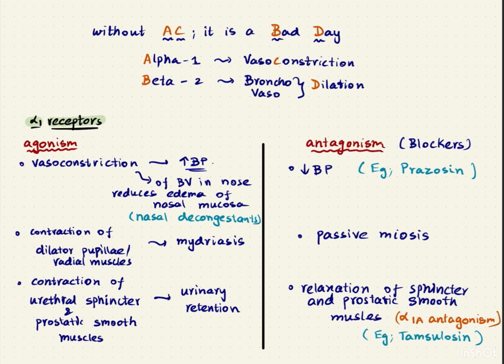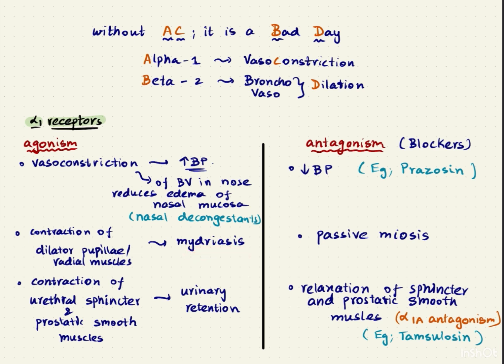What will happen if an antagonist acts on the alpha 1 receptor? Alpha 1 antagonism produces exactly the opposite effects of alpha 1 agonism. Right? It will lead to a decrease in BP because of absence of vasoconstriction, and this property is being used by prazosin, terazosin and other drugs which are alpha 1 blockers. And blockage of alpha 1 receptors in the dilator pupillae muscles or the radial muscles can produce passive miosis, just opposite to the active mydriasis which is being produced here.